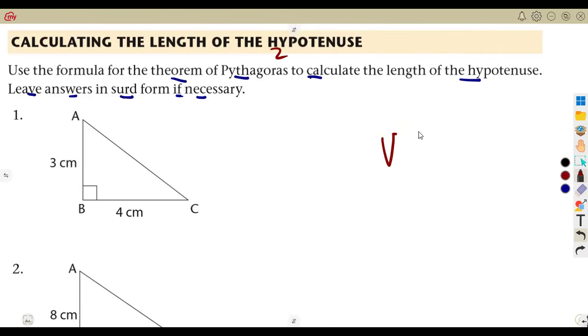But where we can determine, let's say the square root of 100, where we know it's 10, we cannot leave our answer under a square root because we know that. So that is why they are saying if necessary.